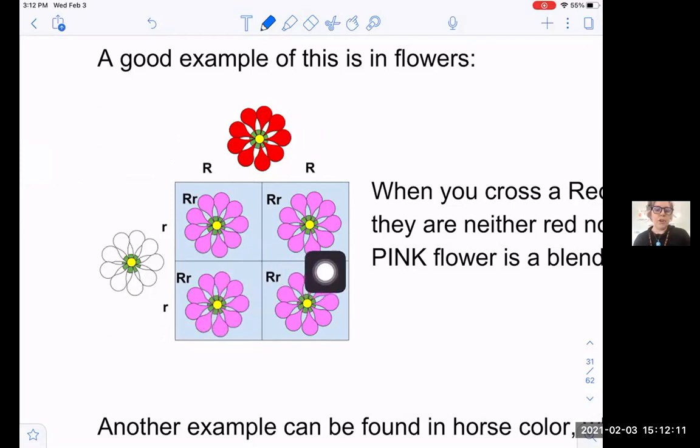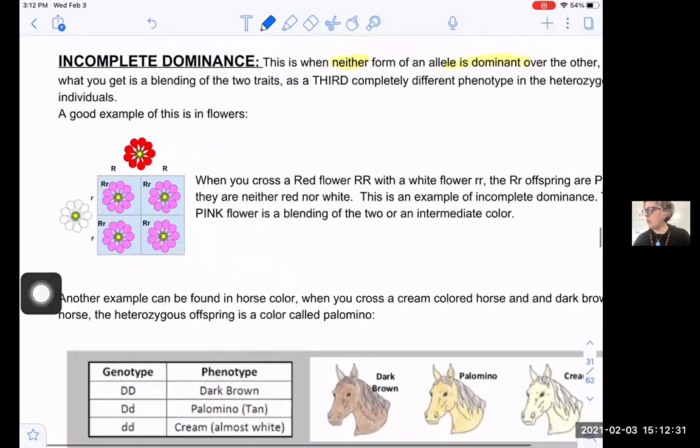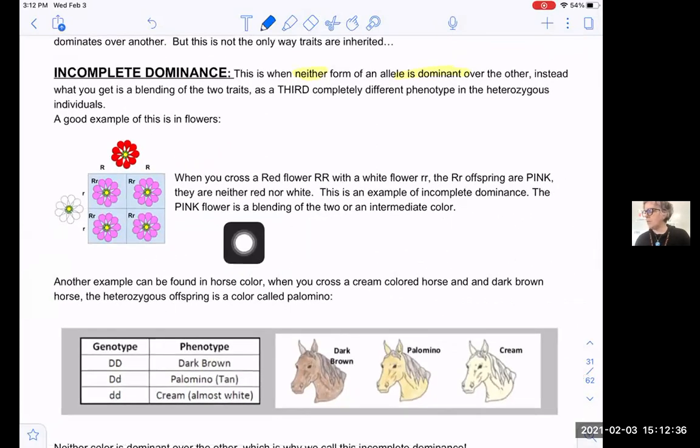And this is a third phenotype. It's neither red nor white. It's somewhere in between. And I say somewhere in between because if you've ever played with paints before and you've taken white and red and you mixed them together, you get pink. So what we notice is that in incomplete dominance, the heterozygous is a color that's in between, or a trait that's in between the two. Okay, neither one of the outside versions is dominant over the other.